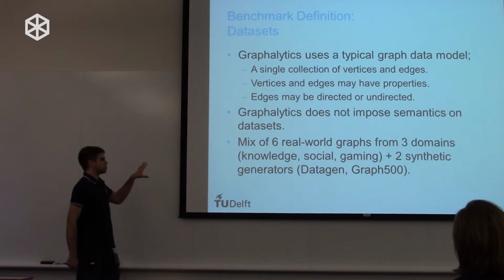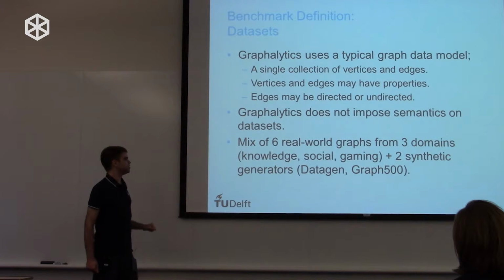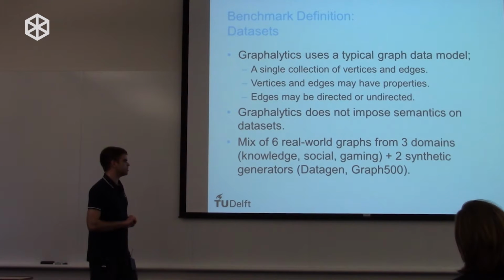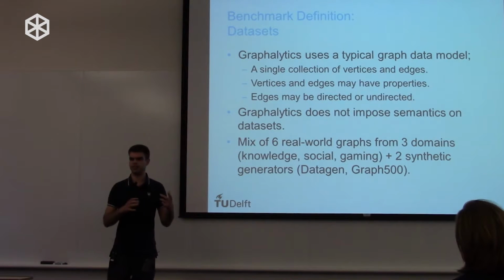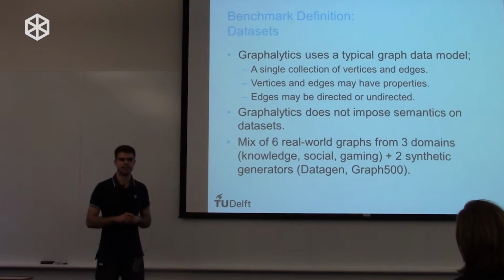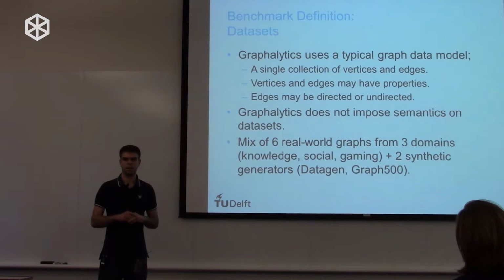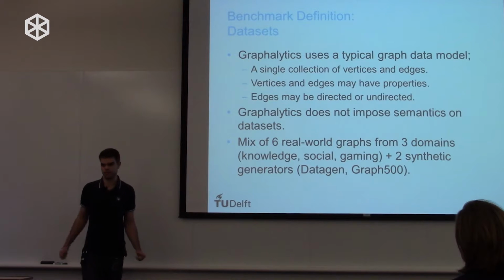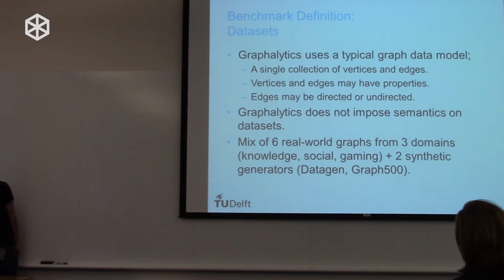So based on this, we selected 3 domains from which we took 6 real-world graphs: knowledge, social, and gaming domains, as they have quite different characteristics in terms of density, in terms of diameter, etc. And on top of that, we have included 2 synthetic dataset generators that allow us to test the scalability of a system, right? So we have these generators for which we can really generate small graphs up to very big graphs, to test how the system behaves on the same type of graph with rather different sizes. And I'll get back to that shortly.